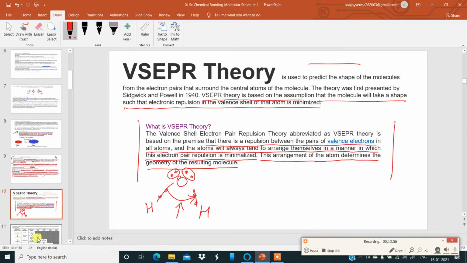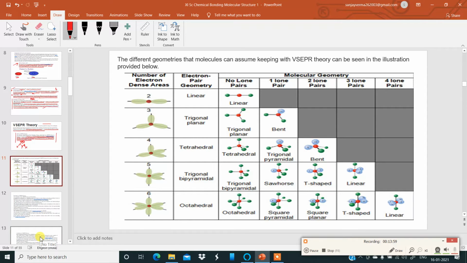Now, looking at the next slide. Based on the VSEPR theory, the different geometries that molecules can assume are given below. Suppose the number of electron dense areas is 2, then it is a linear molecule, with no lone pairs. For the number of electron dense areas 3, it is trigonal planar. If one lone pair is there, it is a bent molecule. Examples will be discussed later on.